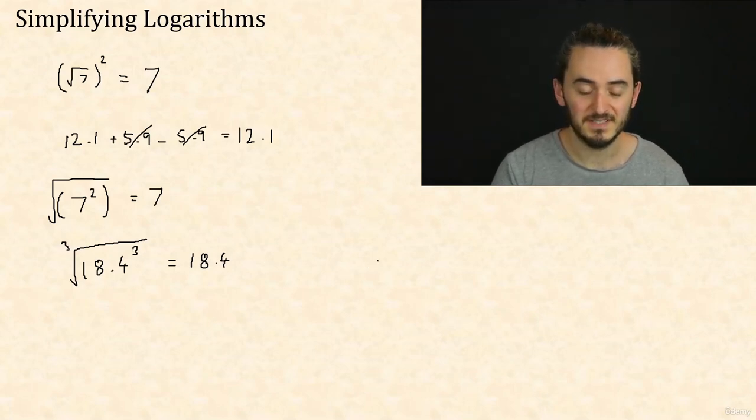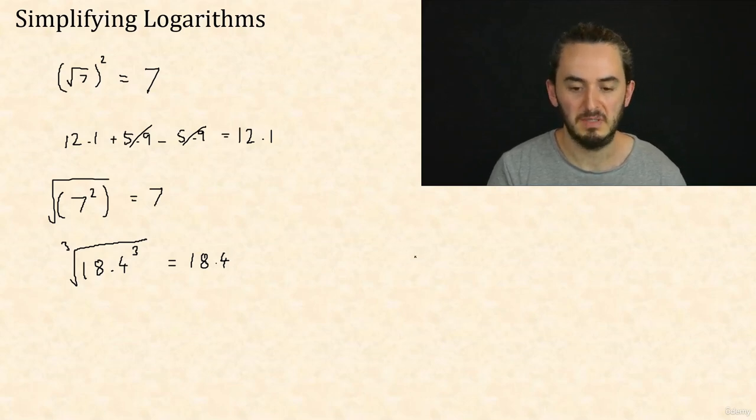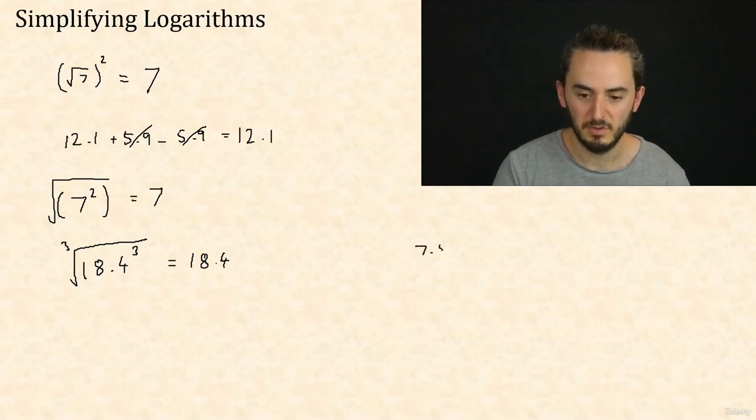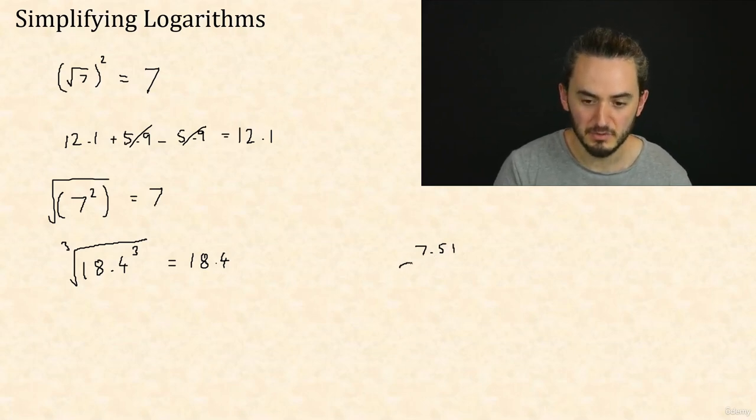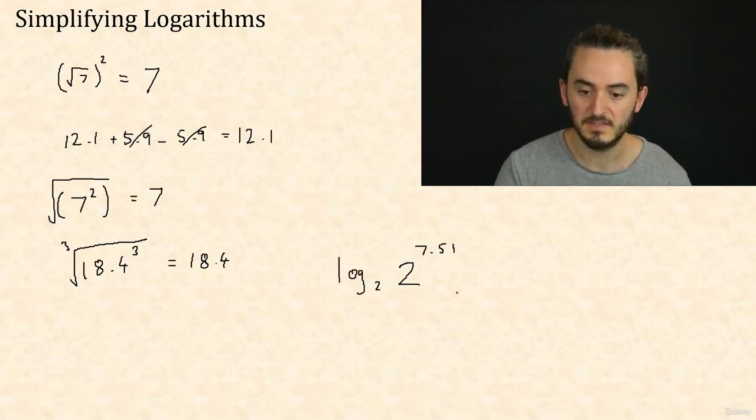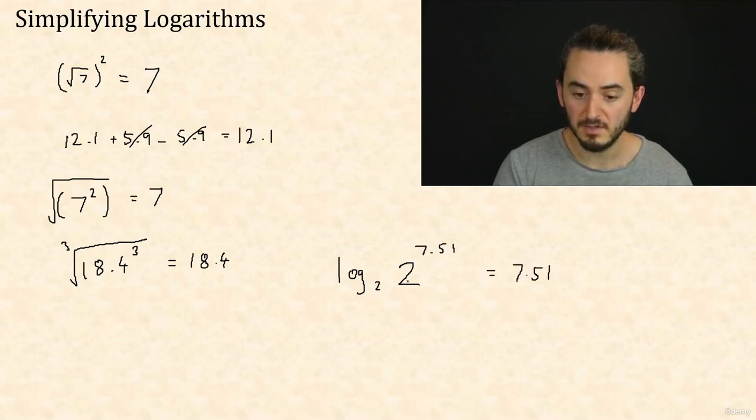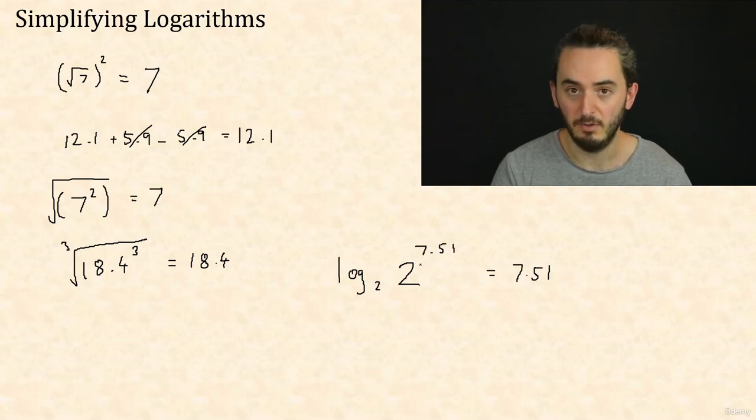With logs, it is exactly the same. Take some wild number like 7.51, and do 2 to the power of that number. Do you know what that is? Of course you don't, nor do I. Now do log base 2 of that. The answer is 7.51. Log base 2 just undoes your 2 to the power of because they're inverses.